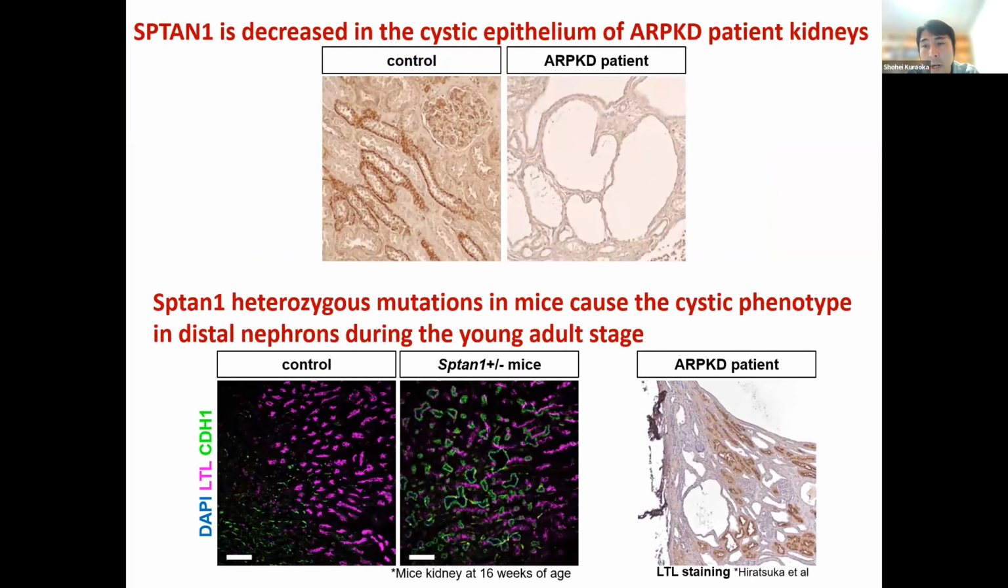To validate this finding, we investigated SPTAN1 transgenic mice. Surprisingly, the CDH1 positive distal nephrons show dilation. This is similar to ARPKD patients and the organoid model. To further investigate the role of RAC1 and SPTAN1, we generated transgenic organoids of heterozygous and homozygous knockout. We hope to elucidate the mechanism of ARPKD cystogenesis mediated by this pathway for future therapeutic development.